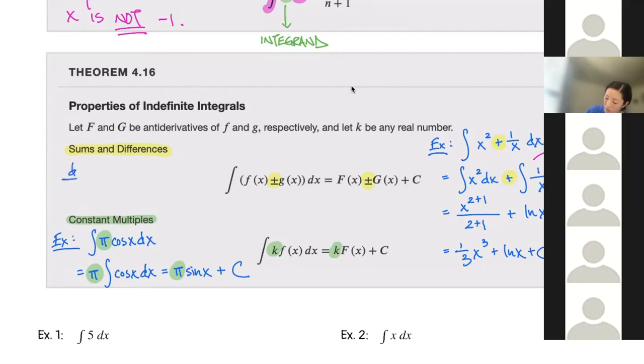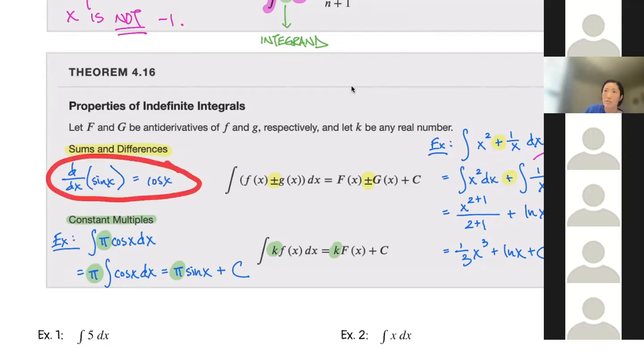Right? The derivative of sine is cosine. Yeah. And that's where things start to get tricky, is it positive? Is it negative? And to answer that question, the better you know your derivative rules, the easier it is to kind of go backwards, okay?